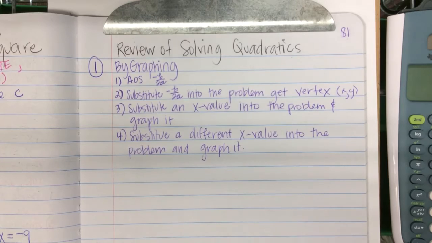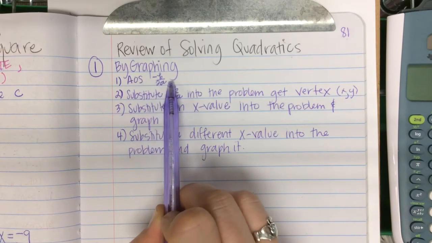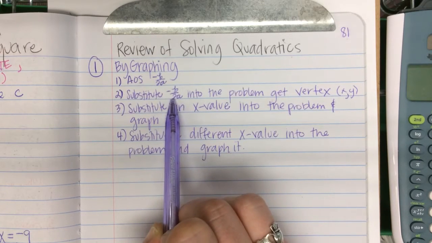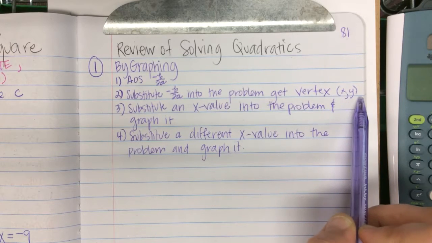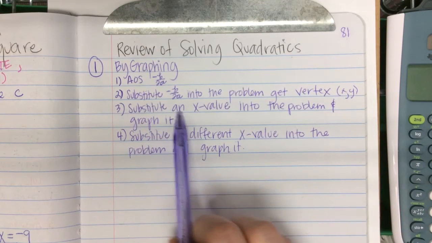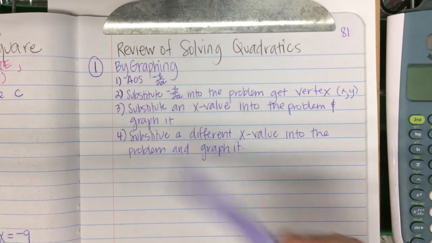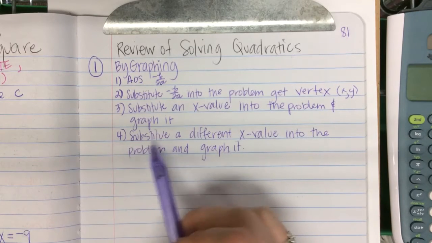So the four ways we know for graphing. The first is axis of symmetry, negative b over 2a. Then we substitute that negative b over 2a value into the original problem to get the vertex, the xy ordered pair. Then we substitute any x value into the problem and graph it. However, we recommend 1 to the left or right of the axis of symmetry.